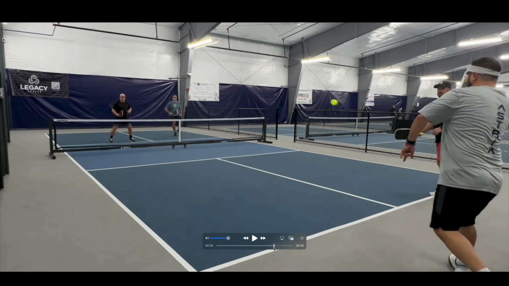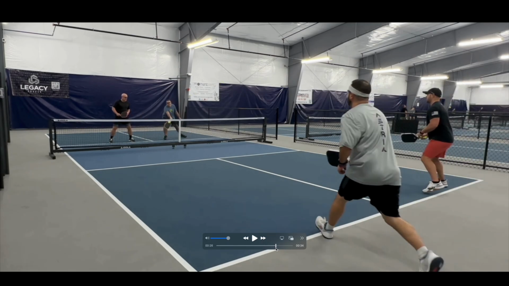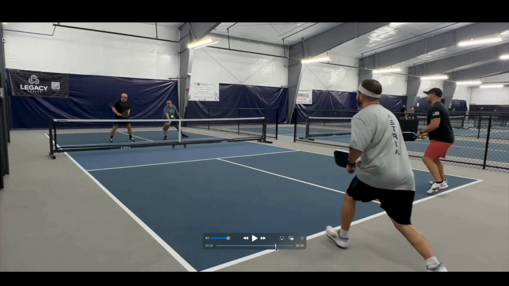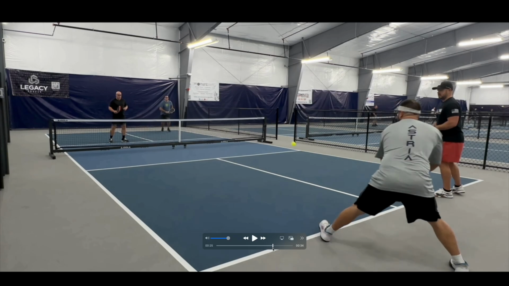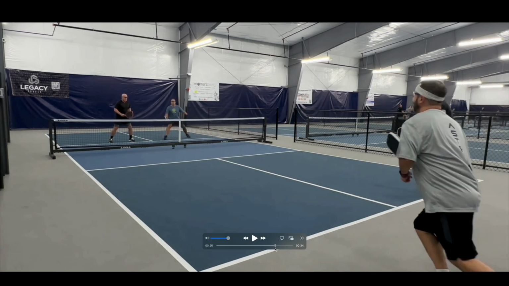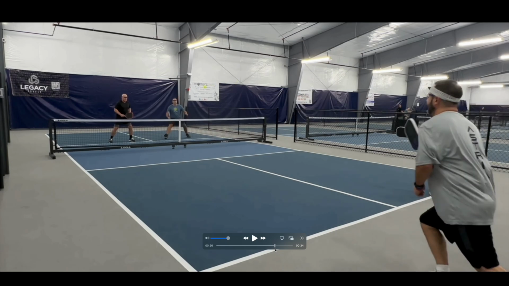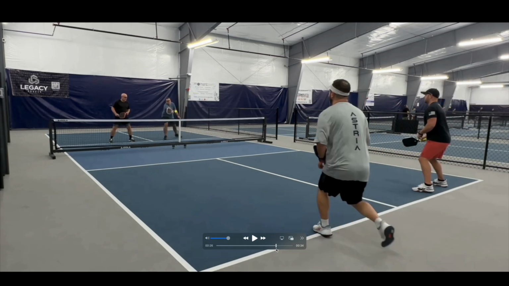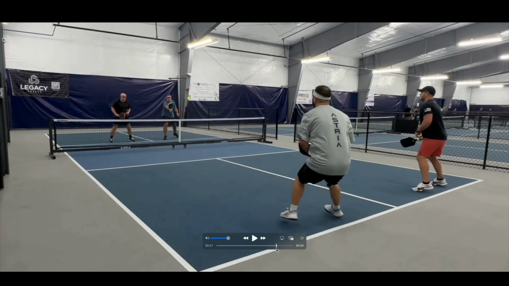So instead of them getting a hard drive that they can put away on an angle, I'm forcing them to hit up. And generally speaking, when I hit this ball, now my forward momentum is going forward. It's really tough for them to take the shot and be offensive with it. Even if they do a little dink, I'm going to be able to get up to the kitchen line and retrieve it. So that's a wrong play.